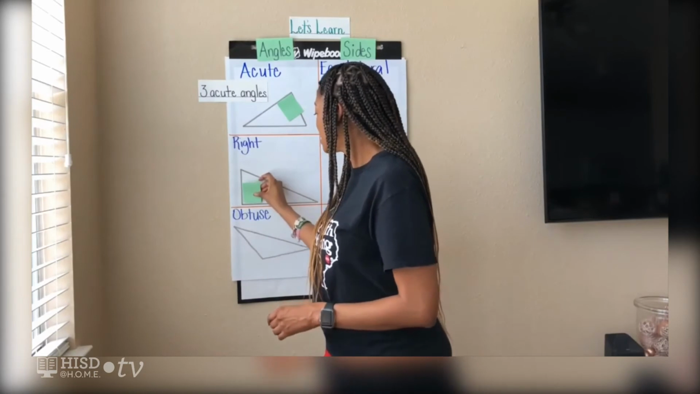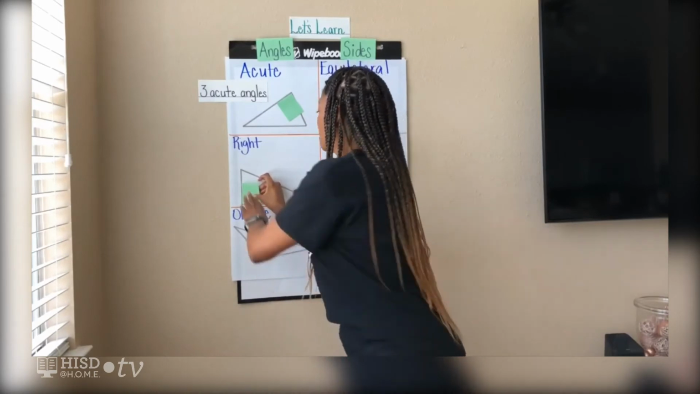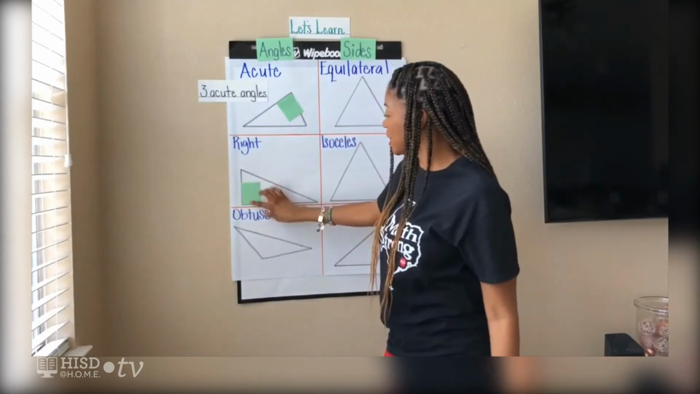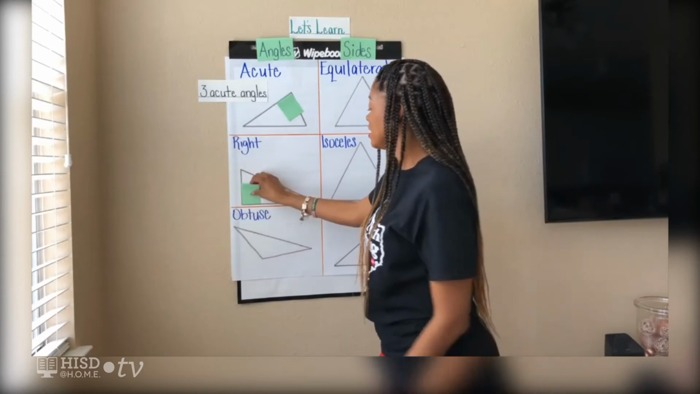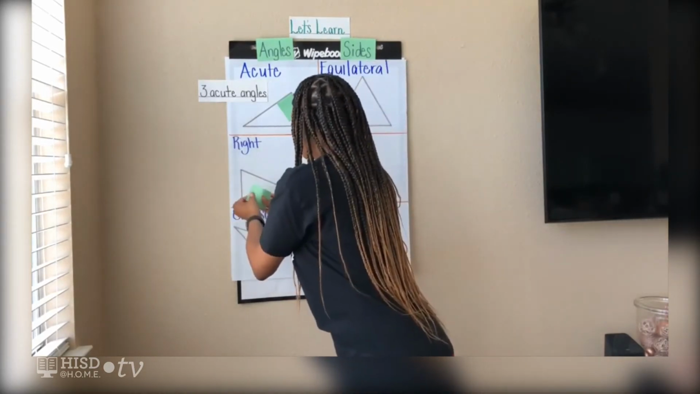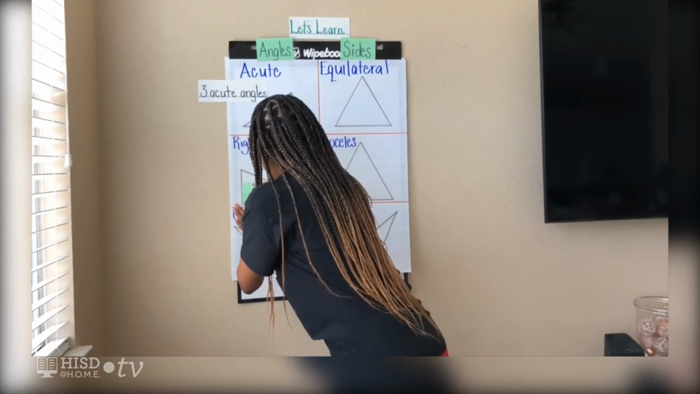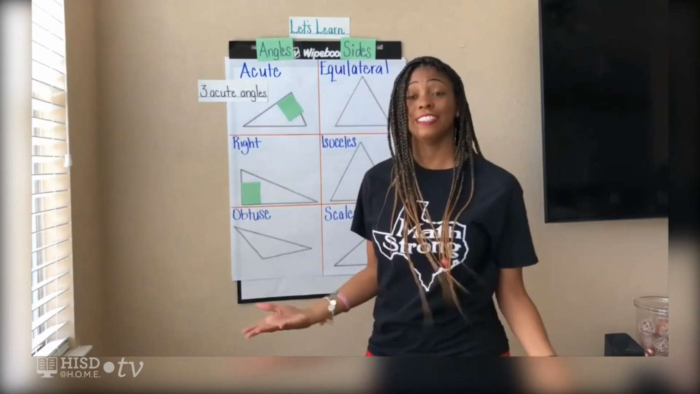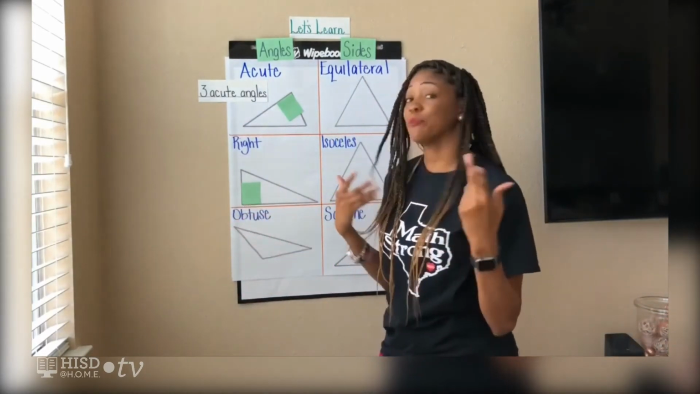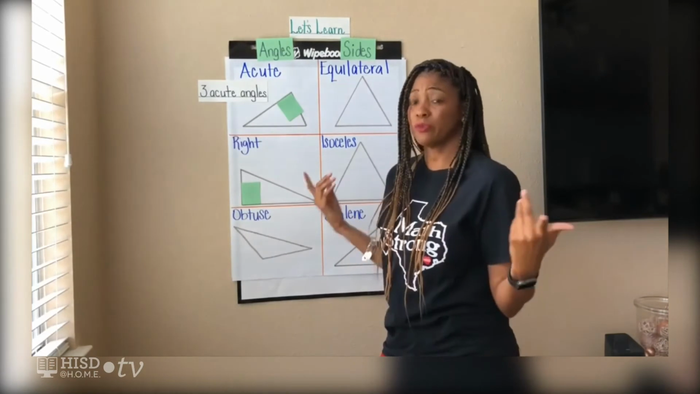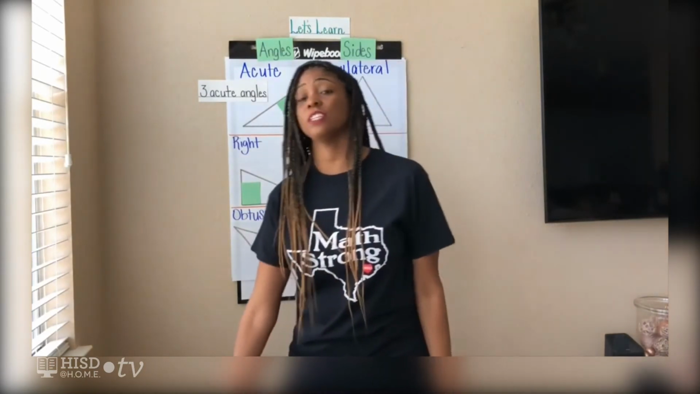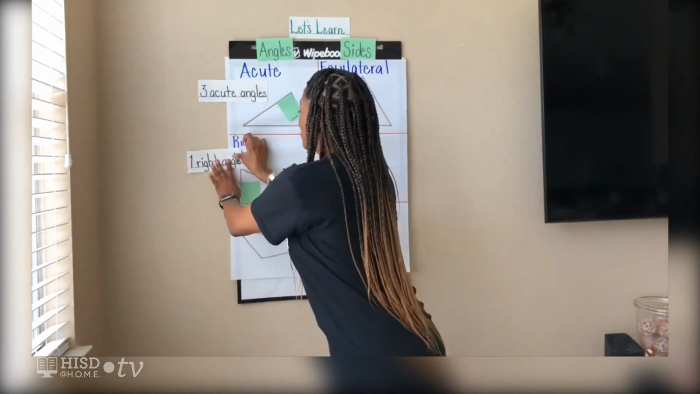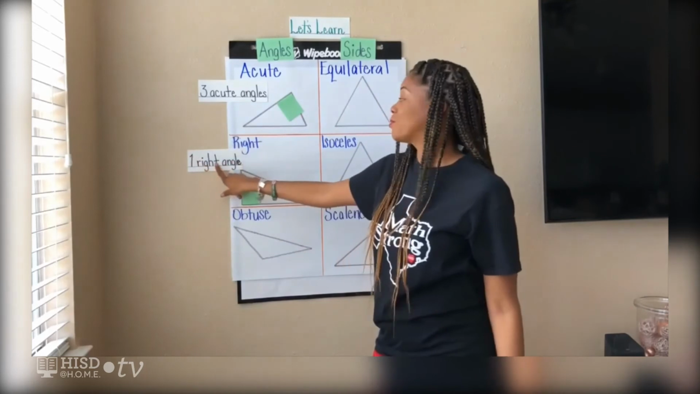So then I go and I place it here. And what do I notice about it? It fits perfectly. So that tells us that we have at least what? There's one right angle. So let's talk about the definition for a right triangle. A right triangle must have at least one right angle.